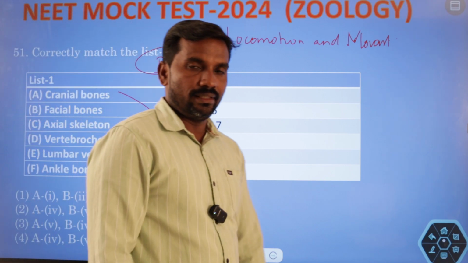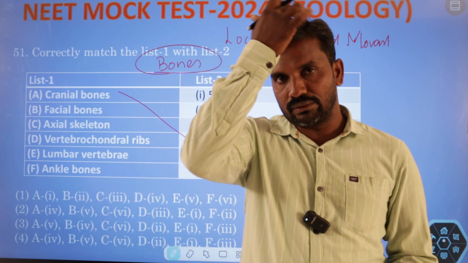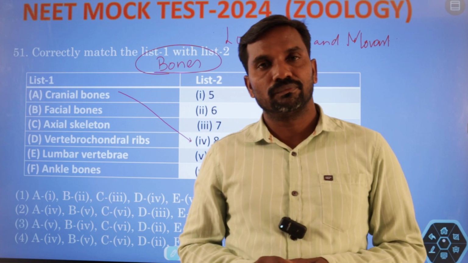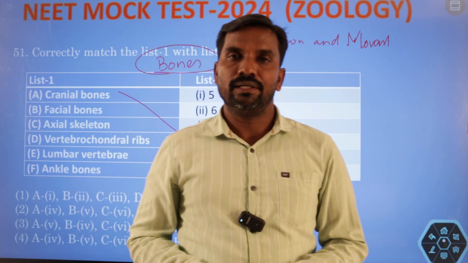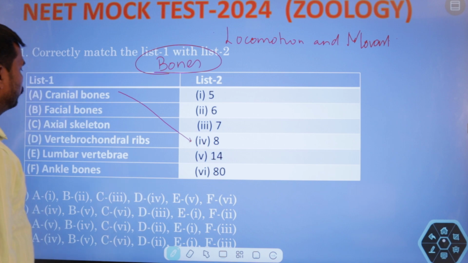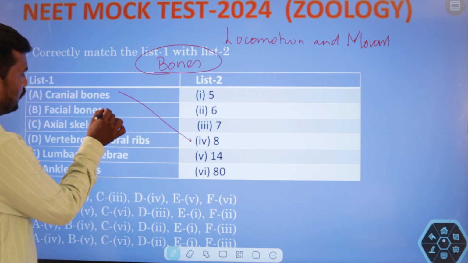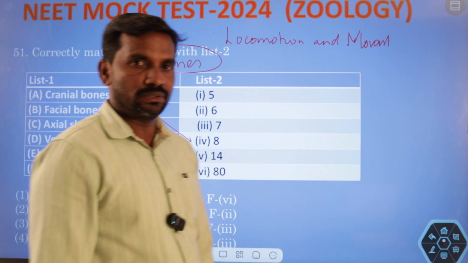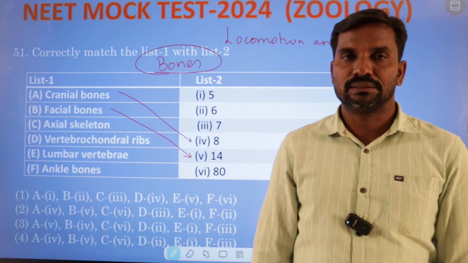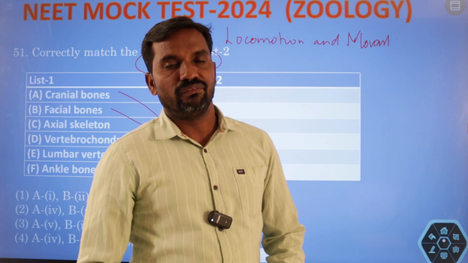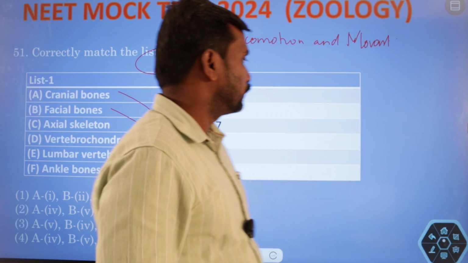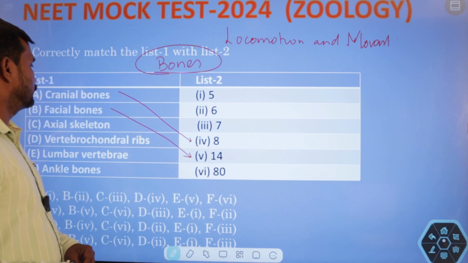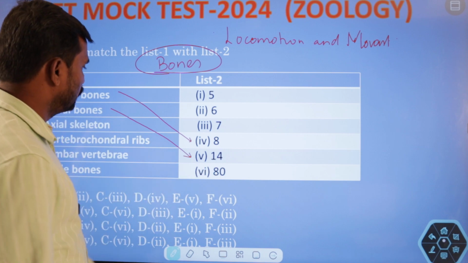The 8 cranial bones are: frontal bone, parietal bones, temporal bones, 2 each, occipital bone, sphenoid and ethmoid. Adding all of them gives 8. Now the facial bones: the total number of facial bones is 14. Maxilla, mandible, vomer, lacrimals, palatine and inferior nasal conchae. There are 14 bones. We don't need to remember the names exactly, but the numbers are very, very essential. The total number of facial bones is 14.